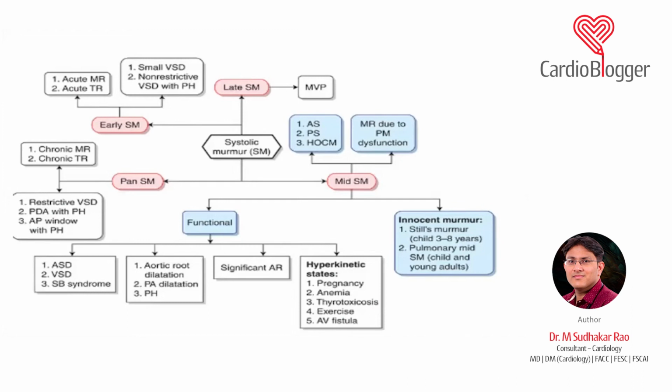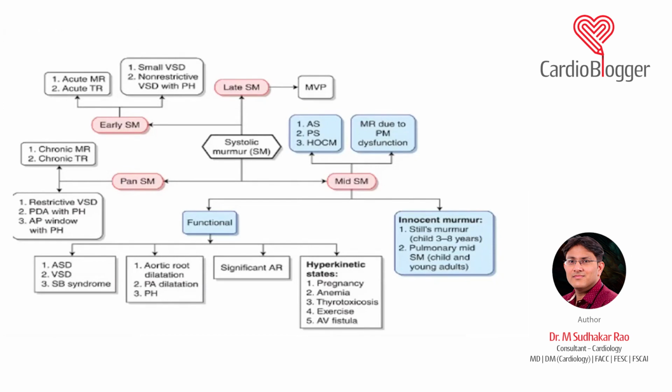The functional murmurs are those which are the flow murmurs. Examples: atrial septal defect, because of increased flow through the pulmonary valve, or a ventricular septal defect, because of the increased flow through the pulmonary valve, you get a functional murmur. Also, because of aortic root dilatation, because of systemic hypertension, because of idiopathic dilatation of the pulmonary artery, and because of pulmonary artery hypertension, you get a functional murmur.